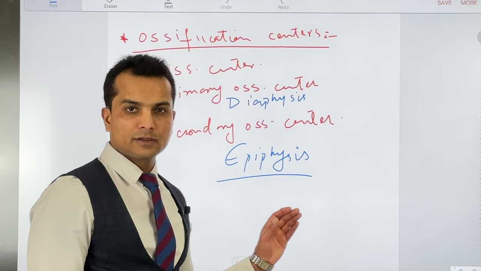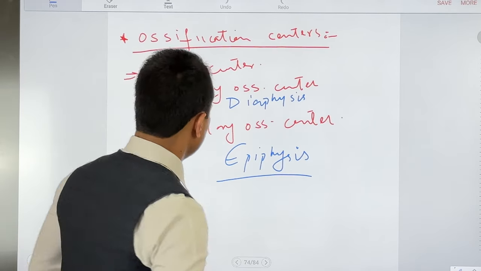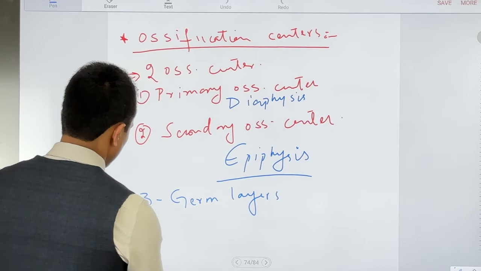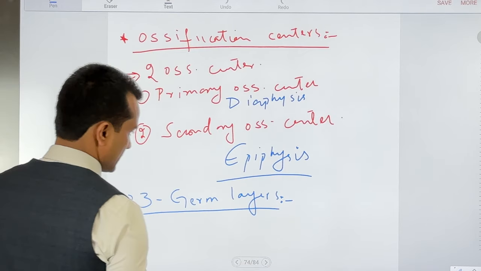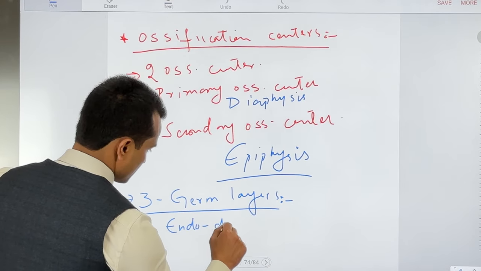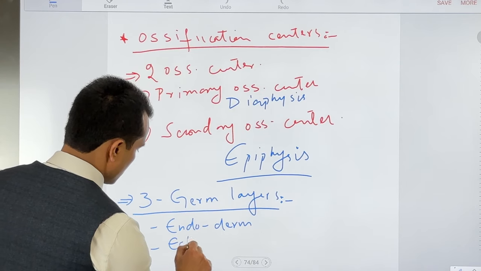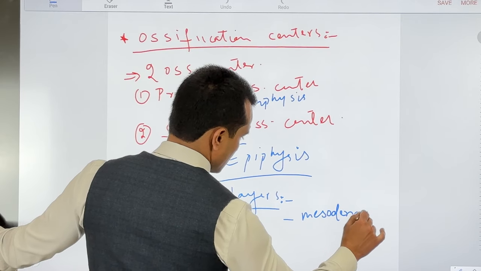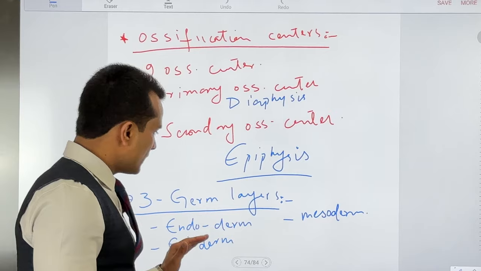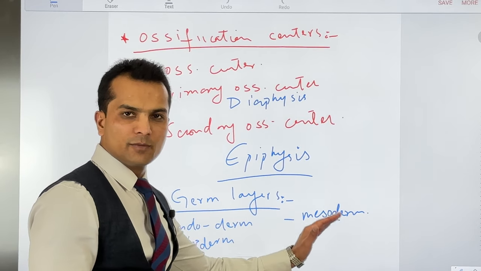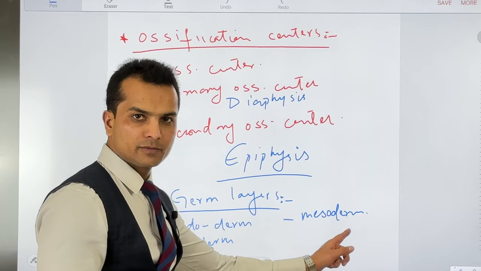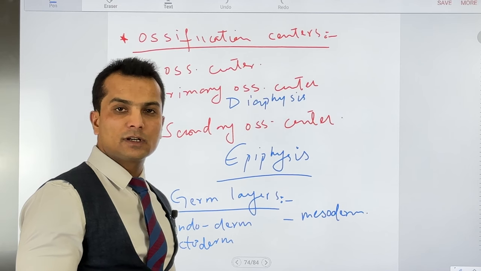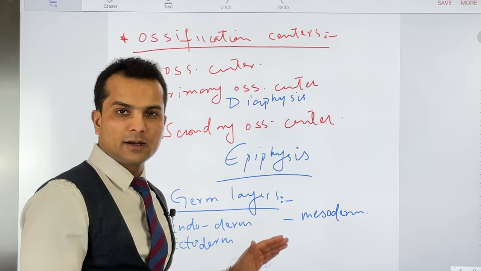Next, another important thing: you have three germ layers. You must write all this information, it is very important. One is the endoderm, one is the ectoderm, and the third is the mesoderm. These are the three embryonic germ layers. The muscles and bones, the musculoskeletal system, are derived from the mesoderm. The nervous system is derived from the ectoderm, and the derivatives of the endoderm are basically your internal organ systems.